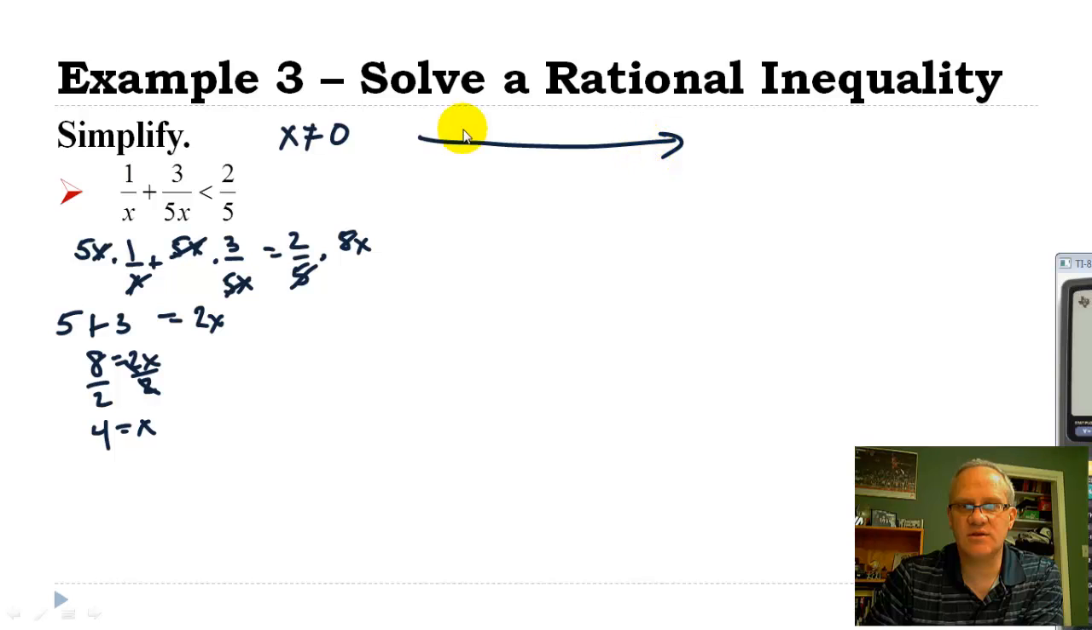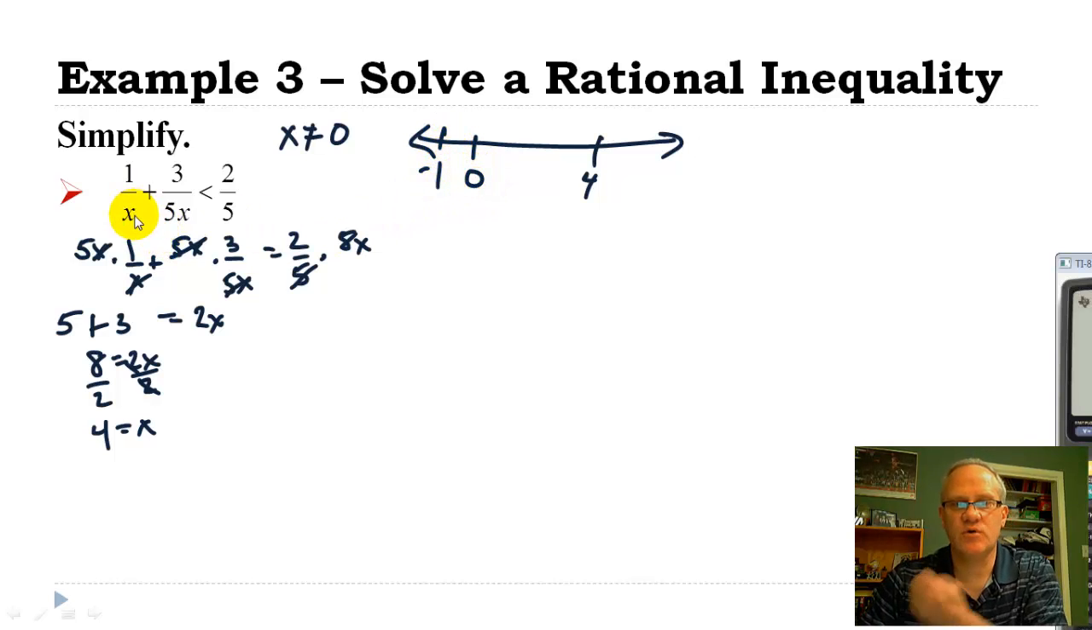So here are our 2 key spots. I'm going to draw a number line here. 0 is a key spot because that's what causes this to be 0 on the bottom. And when we solved this, 4 was another key spot. So what we want to do now is just try a point to the left of 0, in between, and greater than, and see what makes this inequality work. Okay, so first of all, let's try maybe -1. This will be to the left of 0 here.